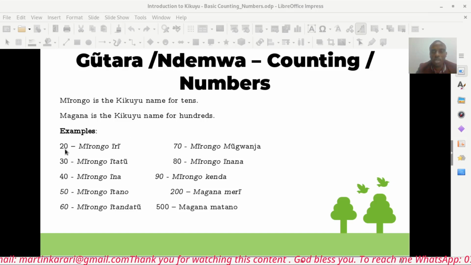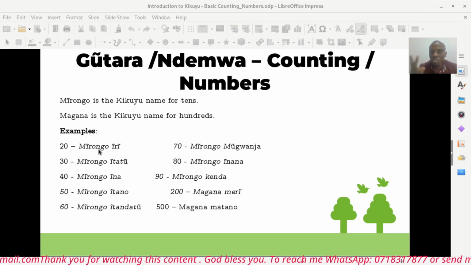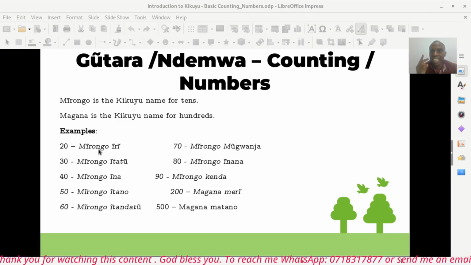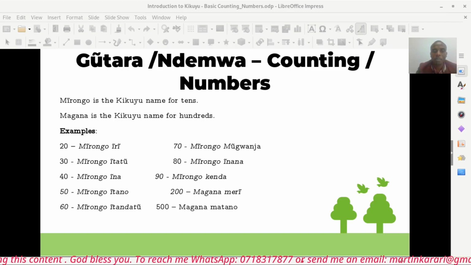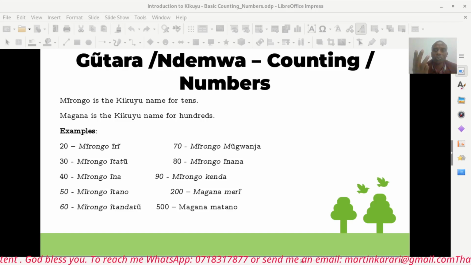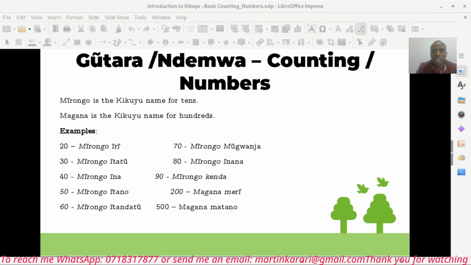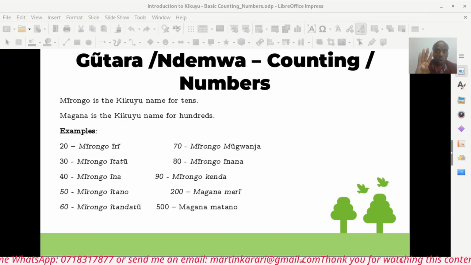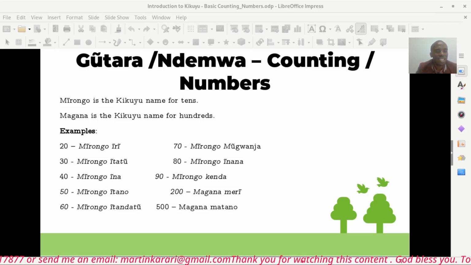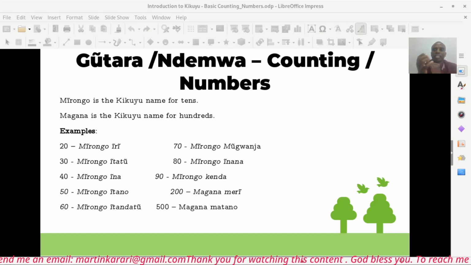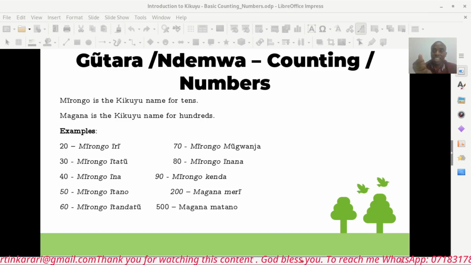For instance, this is 20. How many tens do we have? We have 2 tens. So it is mirongo ere. Ere is 2, just a variation of igere. Then we have 30. 30 is mirongo itato, that is to say 3 tens. We have 40, which is mirongo ena. Ena is 4. Itato is 3. Then we have itano, 5. Itandatu, 6. Mugwanja, 7. Inana, 8.